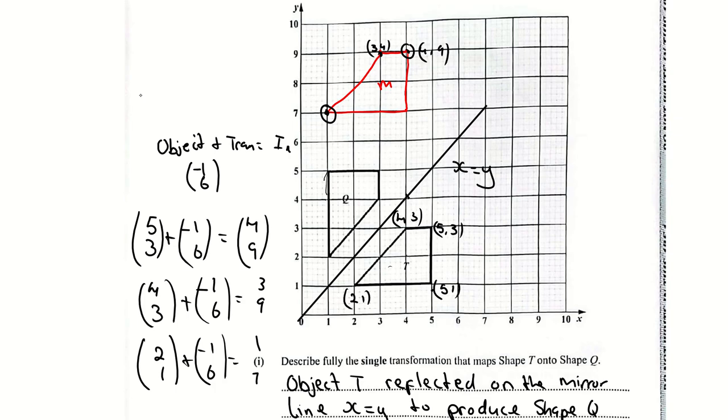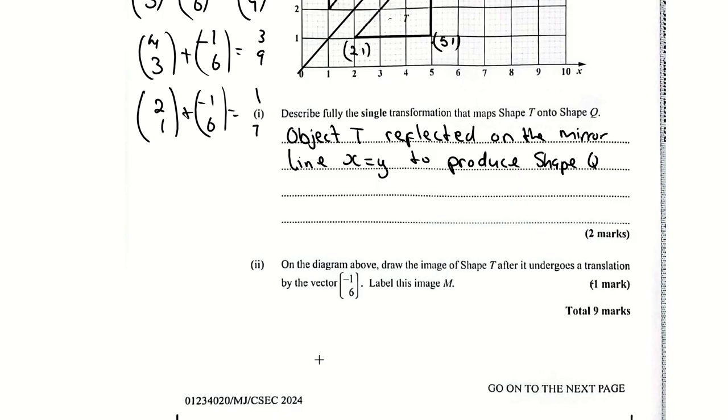Last one is 5, 1. 5 on top, 1 at the bottom, plus negative 1, 6. This would be 4 on top, 7 at the bottom. So 4, 7. So you are getting the coordinates if you use this method where you take your coordinates for your object, change it to a column vector, which is the x value on top, y value at the bottom, and add it to the translation that they give you. That would tell you the location for your image, and that would give you your coordinates for each of them.